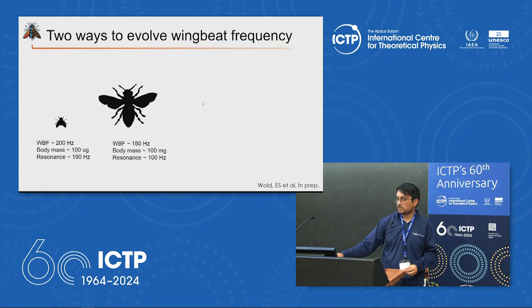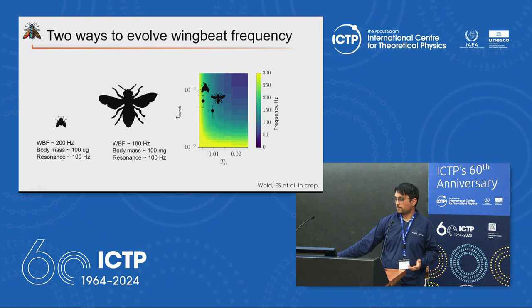And this allows us to explain some interesting observations in nature. So one thing that struck me when I started my PhD was that the Drosophila, the fruit fly that everybody studies, is so much smaller than a bumblebee, but it flaps at almost the same frequency. So you can see the body mass is like three orders of magnitude different, but their wingbeat frequencies are very close to one another. And we can actually explain this with our model of asynchronous resonance.